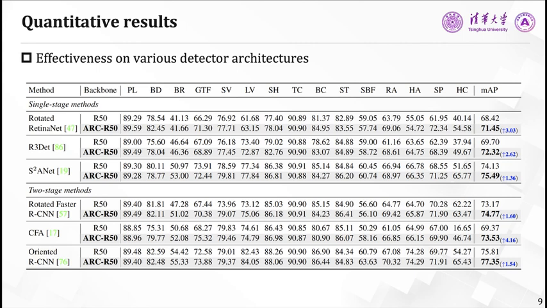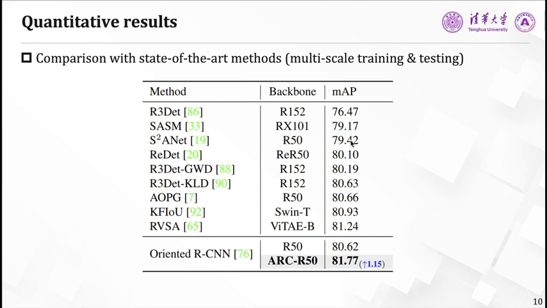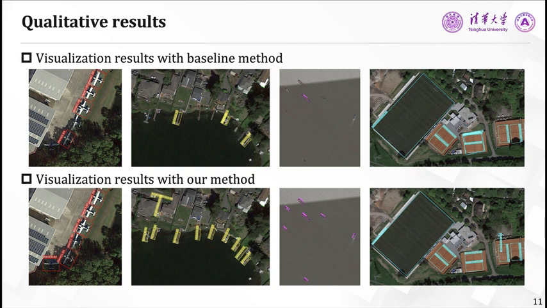Our method effectively improves the performance of various rotated detectors. When combined with a highly competitive method, Oriented R-CNN, our approach achieves state-of-the-art performance on the DOTA dataset. Qualitative results also verify the effectiveness of our method.